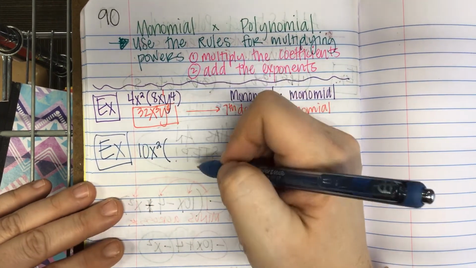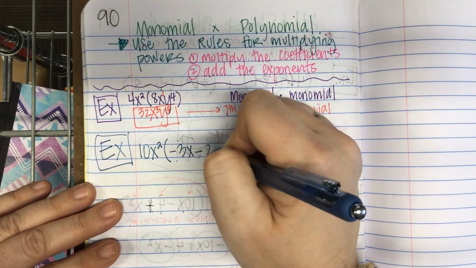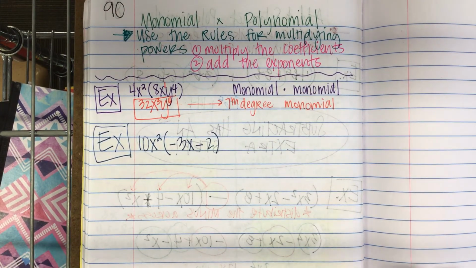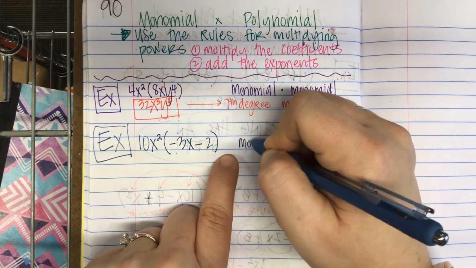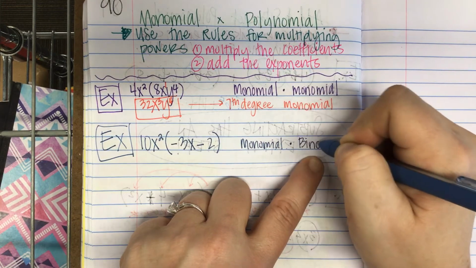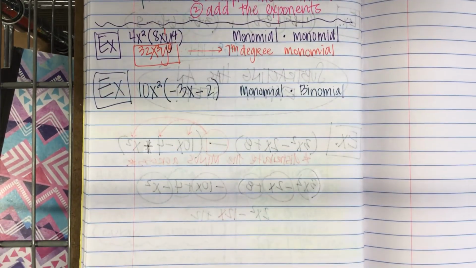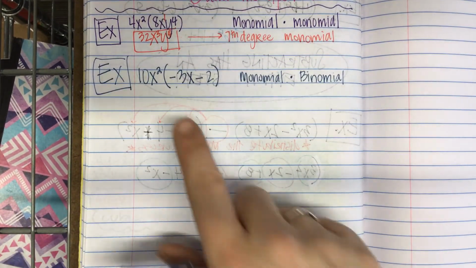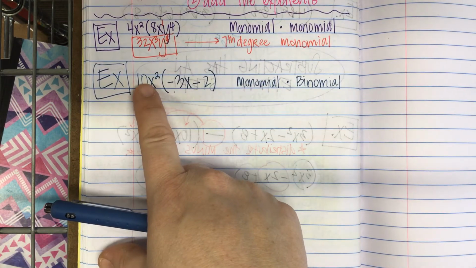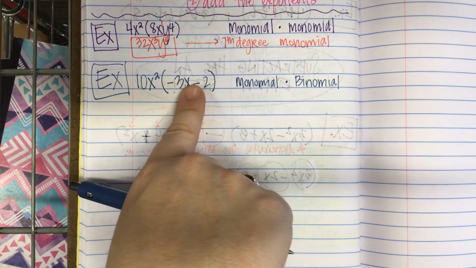All right, so let's try this one. 10x squared times negative 3x minus 2. So this is a monomial times a binomial, right? Now again, this classification part is just a little extra practice. In fact, it's a quadratic monomial, exponent of 2, times a linear binomial, because the exponent's 1.